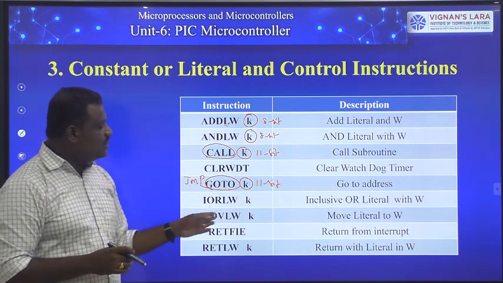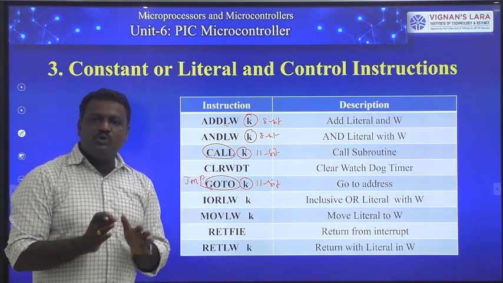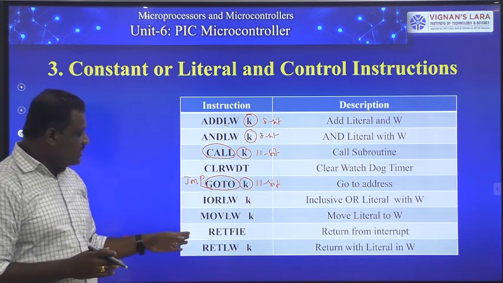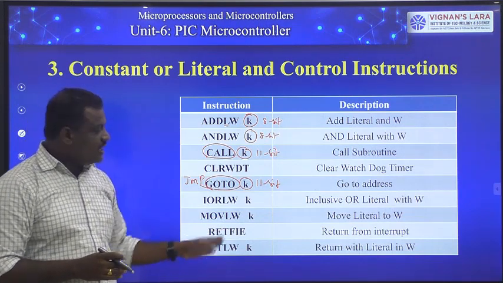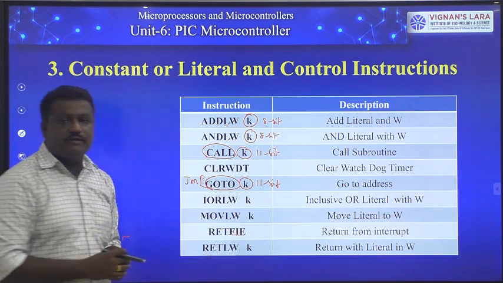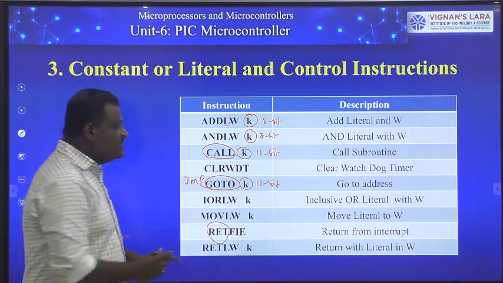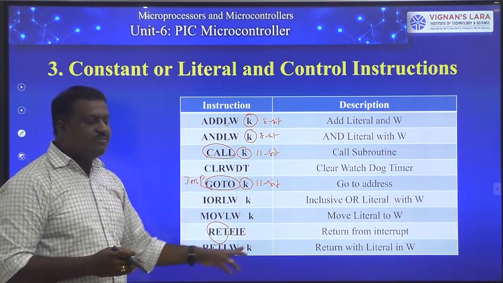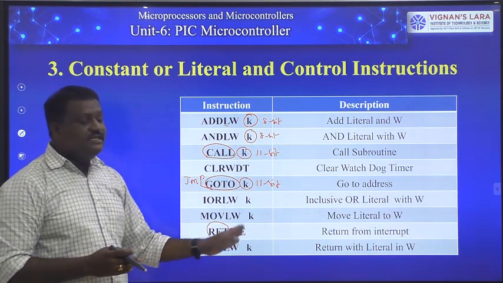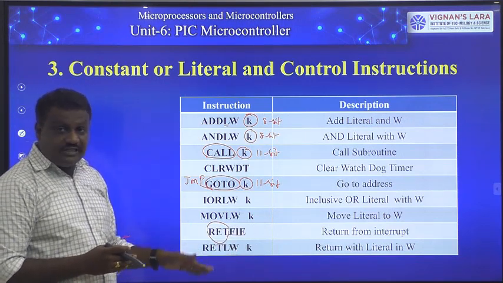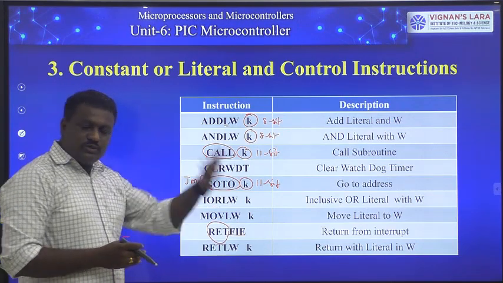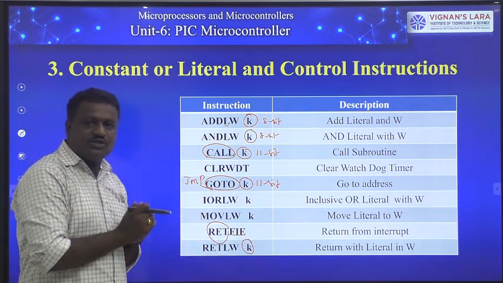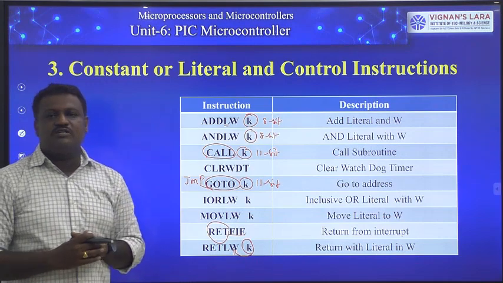And next one is MOVLW comma K. That means move the constant or literal value into working register W. And next one is RETFIE, which means return from interrupt service routine. RET for return, FIE means from interrupt service routine. So that is RETLW comma K. That means return with literal K. So that means you return to the main program. In the process, whatever constant value we write in the instruction is copied to working register W.